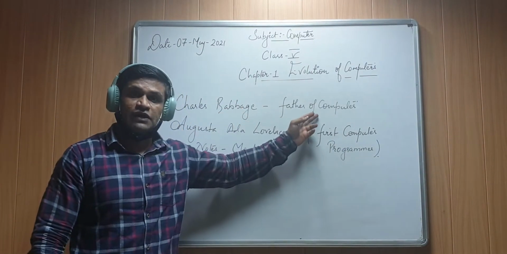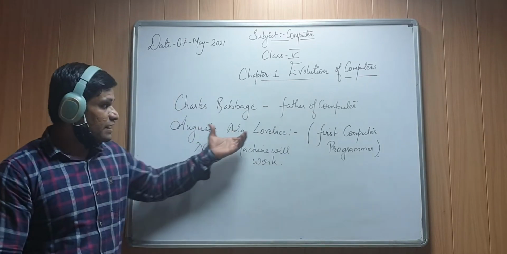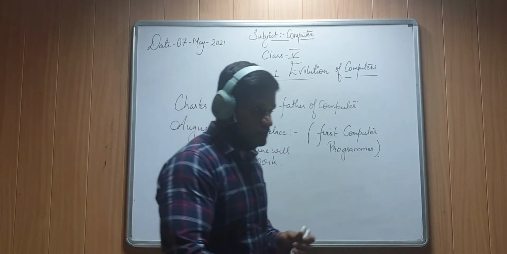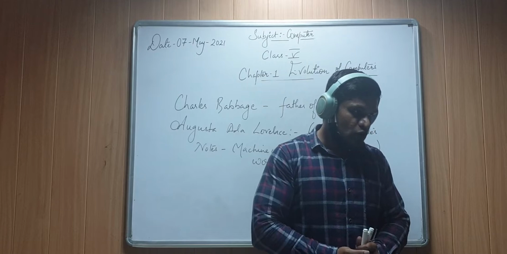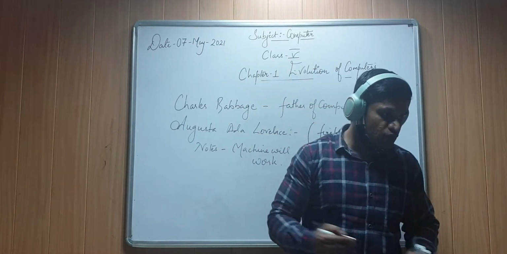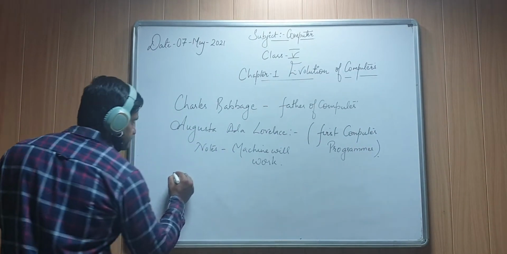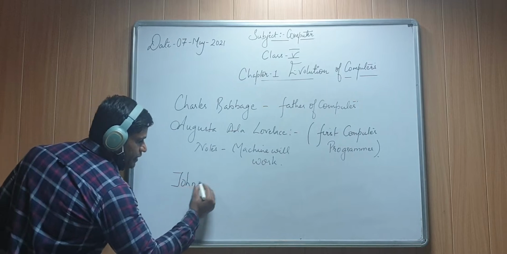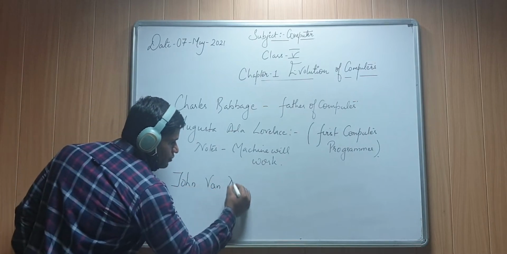Charles Babbage, that is the father of computer. Augusta Ada Lovelace, she is known as the first computer programmer. Okay, after that we have John von Neumann. The next pioneer is John von Neumann.